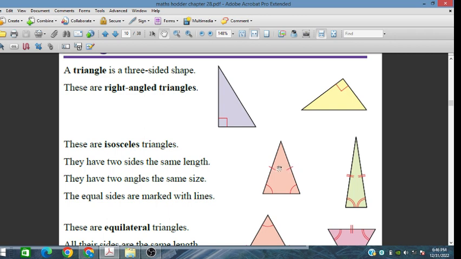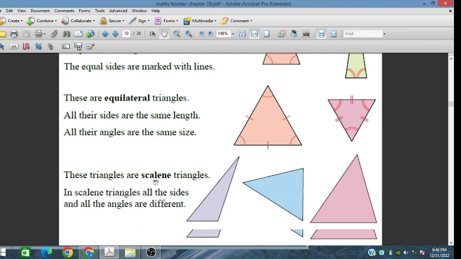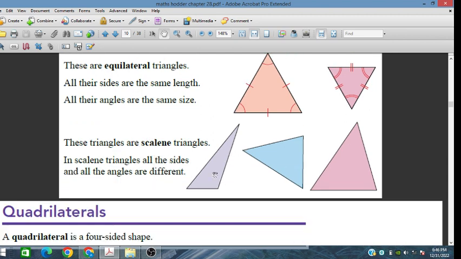If we have 2 sides equal in a triangle, then the corresponding angles will be the same. So this is an isosceles triangle. Here these 2 sides are equal, and the corresponding angles are also equal. If all sides are equal, then all angles become equal. So all 3 sides are equal, so all 3 angles are the same. It is called an equilateral triangle. And scalene is a triangle where no sides are equal and no angles are equal.